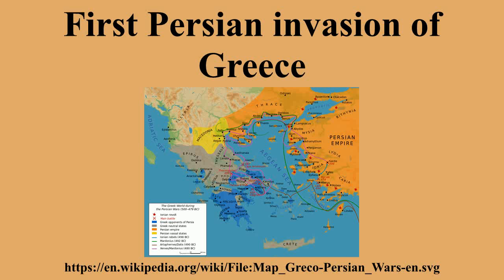491 BC. Diplomacy. Perhaps reasoning that the expedition of the previous year may have made his plans for Greece obvious, and weakened the resolve of the Greek cities, Darius turned to diplomacy in 491 BC. He sent ambassadors to all the Greek city-states, asking for earth and water, a traditional token of submission. The vast majority of cities did as asked, fearing the wrath of Darius.